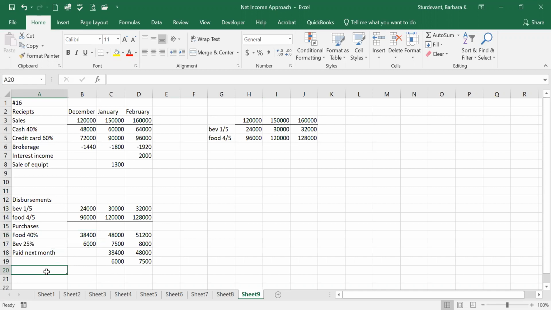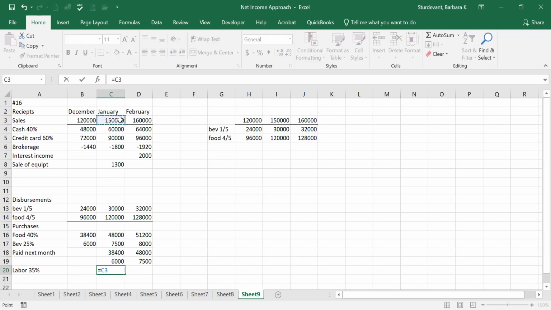Labor's paid on the last day of the month and averages 35% of sales. Just be careful with these to make sure that you're going back and getting your total sale numbers. So it's going to be the total January sales. Other expenses are $20,000 a month.